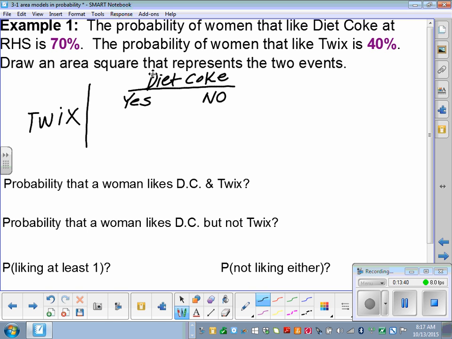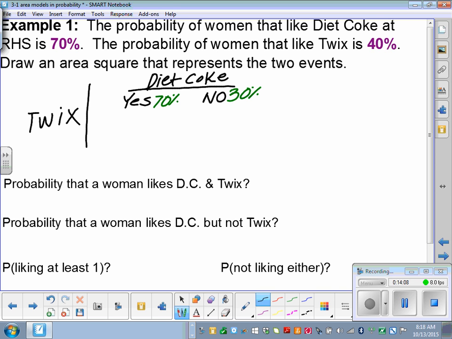Does everybody understand what I just did there? Yes or no, they like Diet Coke. Okay, what's the probability that they like Diet Coke? 70%. So it's 70% likely that they're going to say yes. Well, if that's the case, how many do not like Diet Coke? 30%. How do you know that it should be 30? Because it's 1 minus 0.70. Good. It equals 100%. Very good.